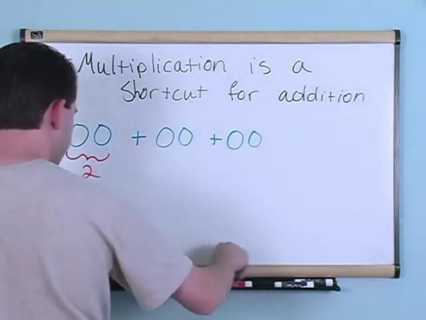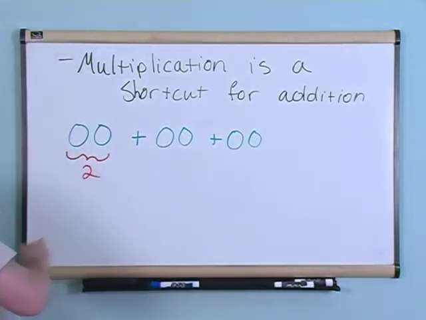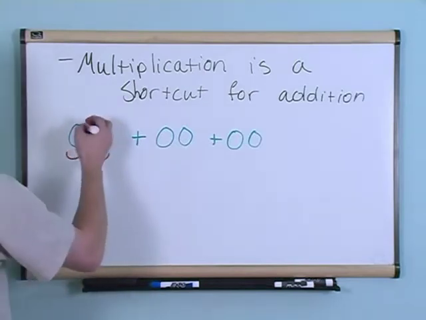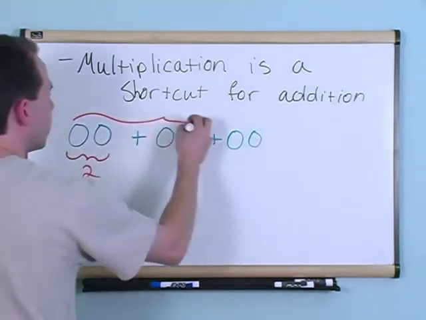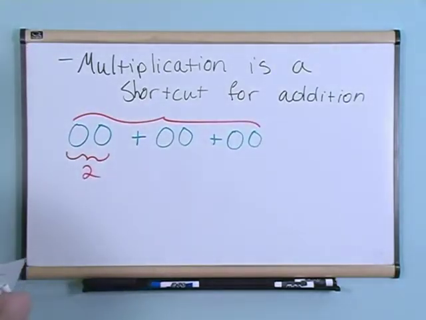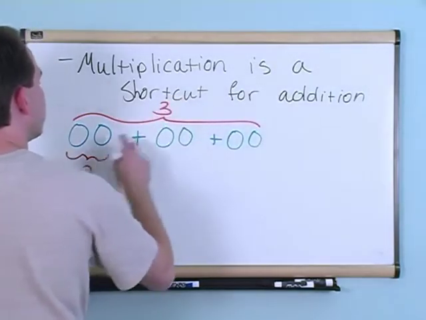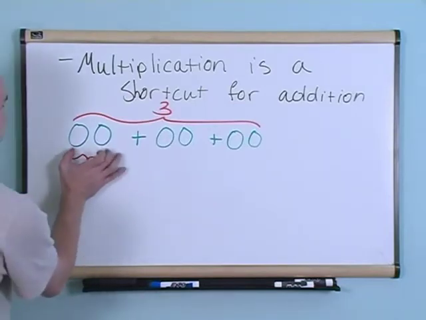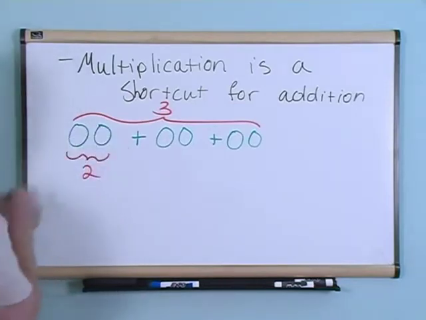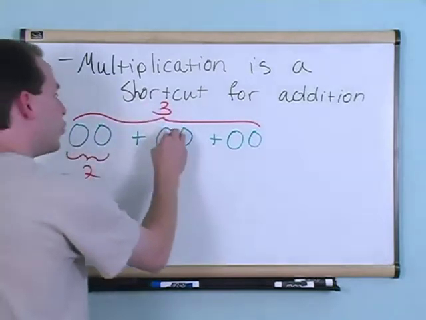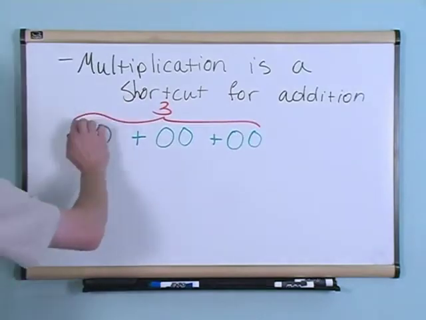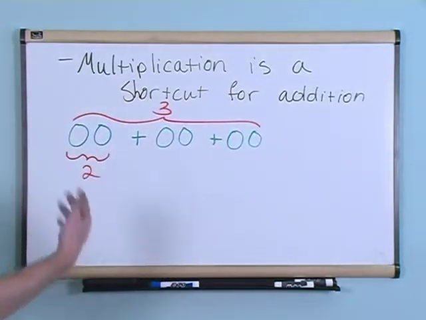So remember that. Now, what I've done is I have a group of 2 here, and I have 3 groups of 2. The way I've drawn it on the board is, in each group I've got 2 things, but I've got 3 groups of 2. 1 group, 2 groups, 3 groups. So I've got 3 groups total, and in each group I have 2 things.